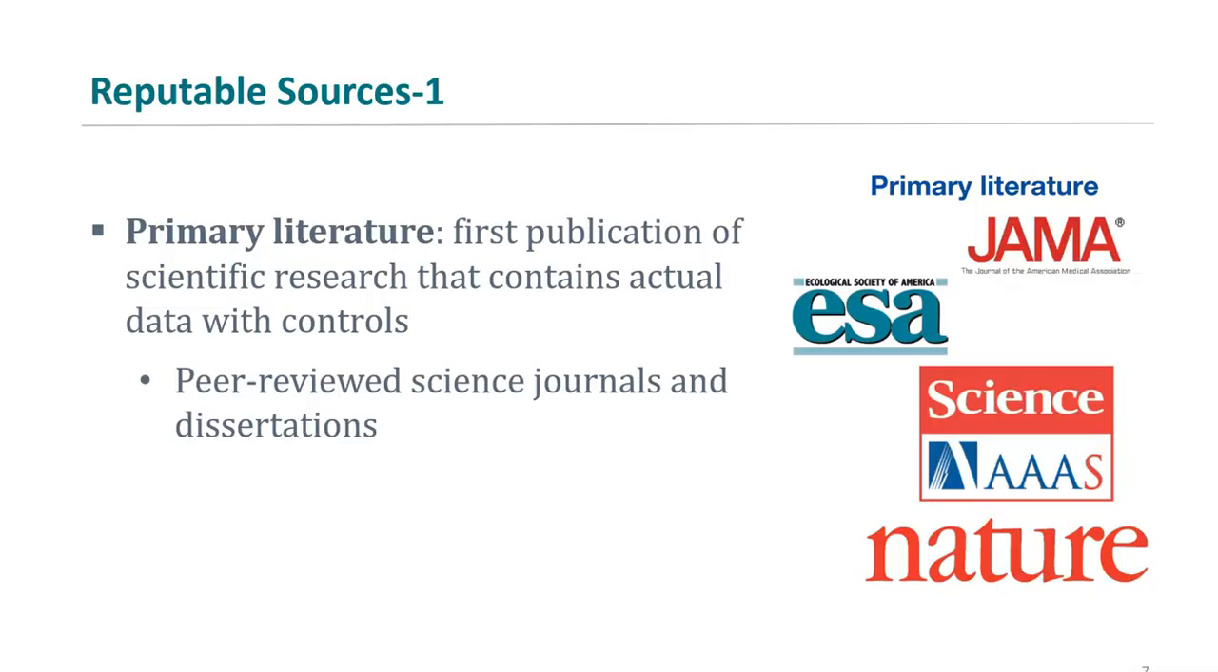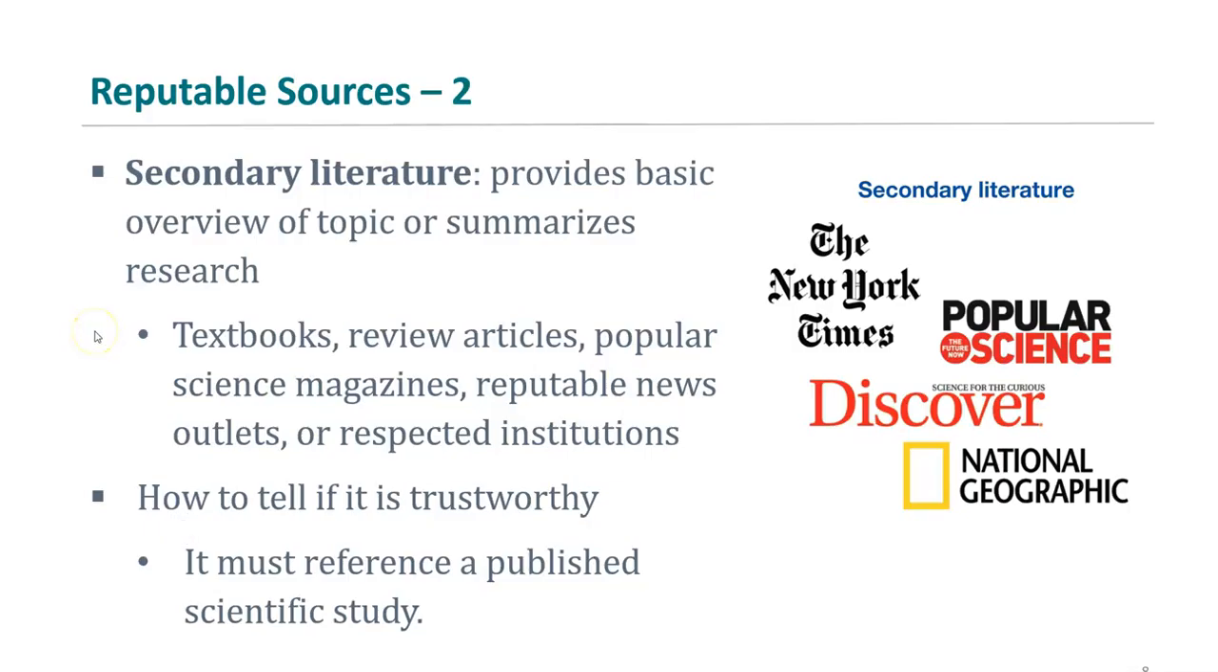So you can see the Journal of the American Medical Association, the Ecological Society of America, we have Science, we have Nature. These are all peer-reviewed journals. And so this is the area where research is first reported, so it's called primary literature. Secondary literature, on the other hand, is typically a summary of the primary literature. So we find this more in textbooks, or sometimes some of these magazines will publish review articles about the research.